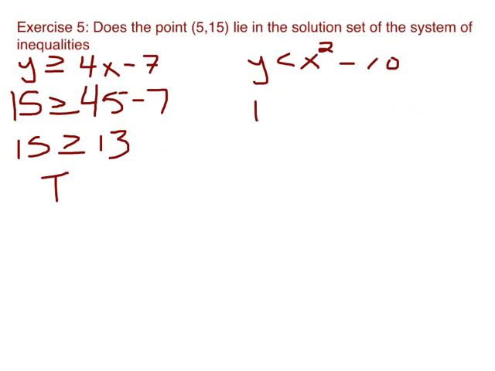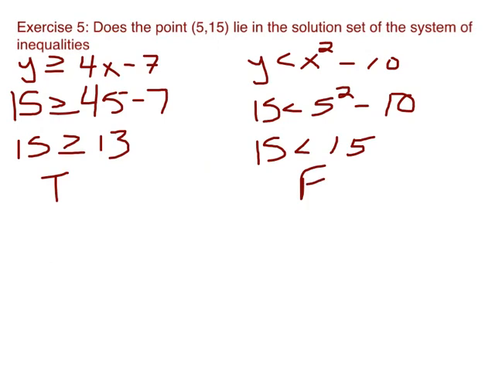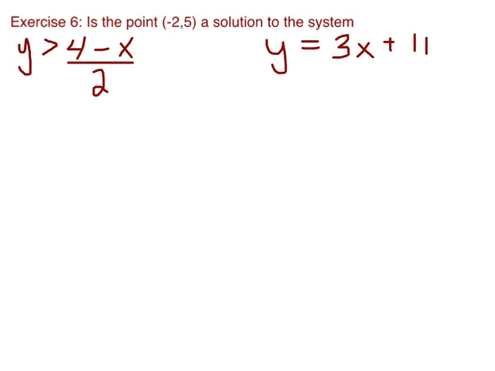Let's go to the next one. 15 is less than 5 squared minus 10. 5 squared is 25, minus 10 is 15. Is 15 less than 15? I would say false. And because one of these statements is false, the whole solution is false. This point does not fall in the solution set for both of those inequalities.